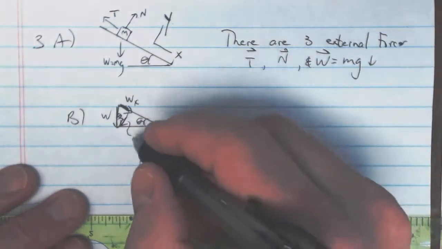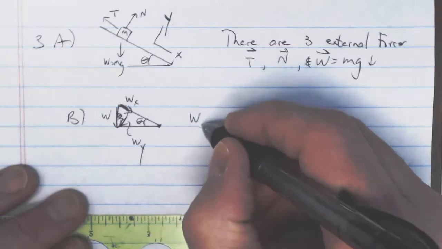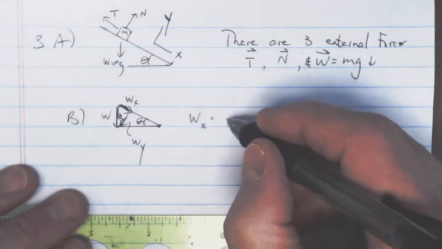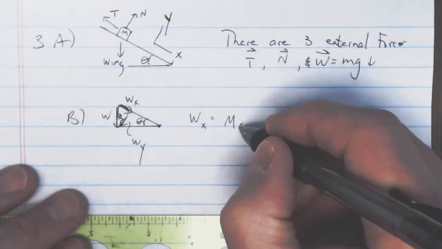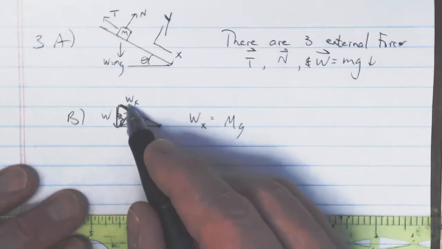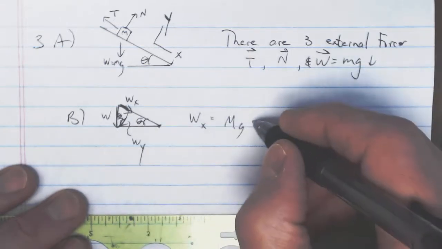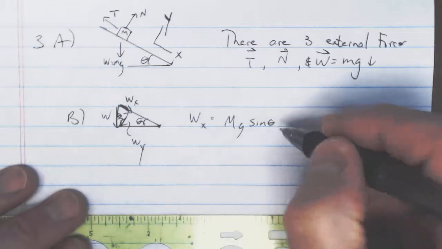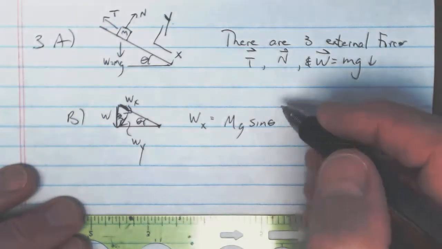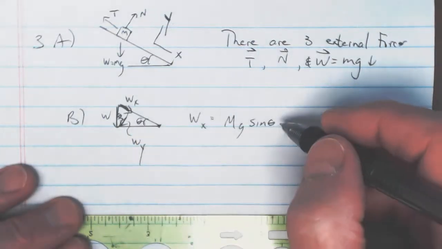So I can resolve these two components by saying the x component will be the weight, or mg, sine of theta, since sine is opposite over hypotenuse. So it'll be mg sine theta. And notice that this will be in my positive x direction.